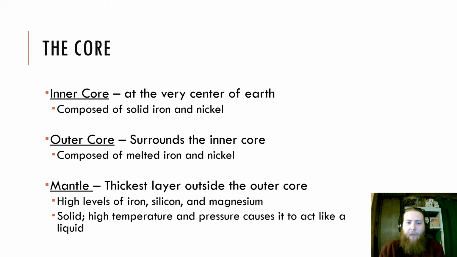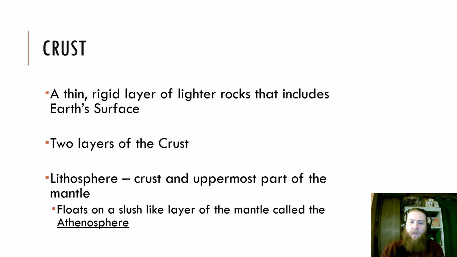And then the mantle is our thickest layer. And it has high levels of iron, silicon, and magnesium. It's a solid, but the high temperature and pressure cause it to act like a liquid, which is why the crust, what we're on, kind of floats above it.